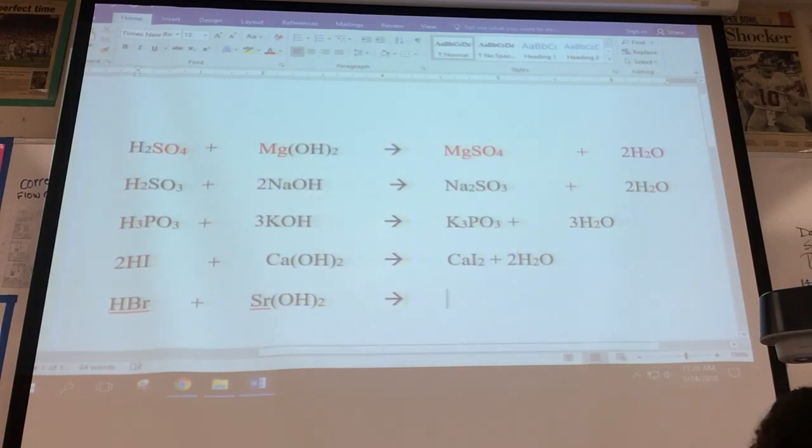What would be the product of this neutralization reaction? Yep. And always water. So you would need a coefficient of what here? 2. And a coefficient of 2.